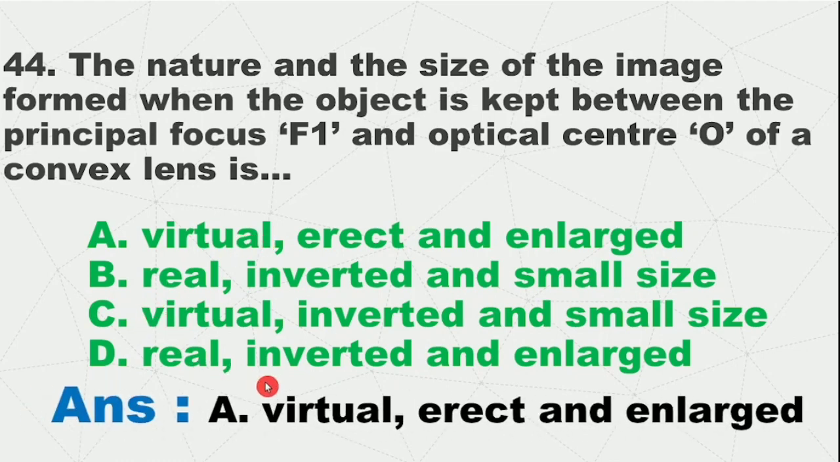In this particular question they have asked the object is between focus and optical center. The object is in between the principal focus and optical center. So the image is virtual, erect and enlarged. Which type of image are we going to get? We are getting a virtual image, an erect image. It is not inverted and it is not a real image. It is a virtual, erect and enlarged image. So option A, virtual, erect and enlarged, is the correct answer.